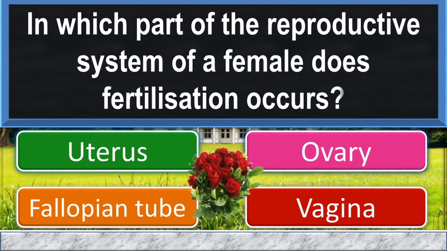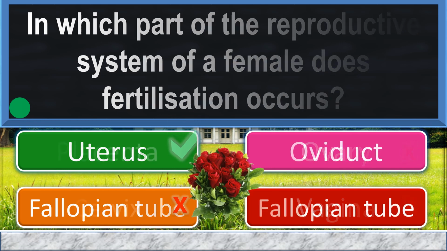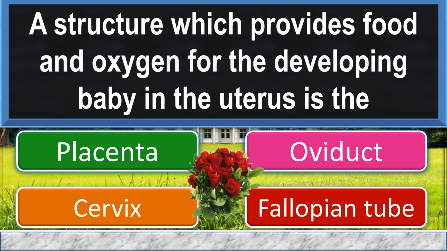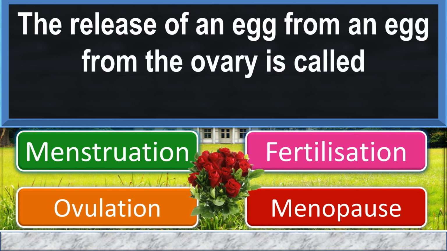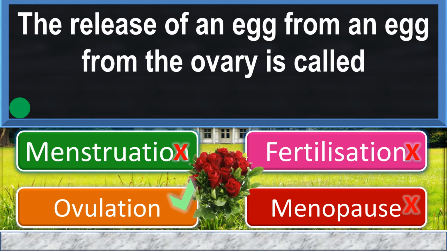In which part of the reproductive system of a female does fertilization occur? Uterus. A structure which provides food and oxygen for the developing baby in the uterus is the placenta. The release of an egg from the ovary is called ovulation.